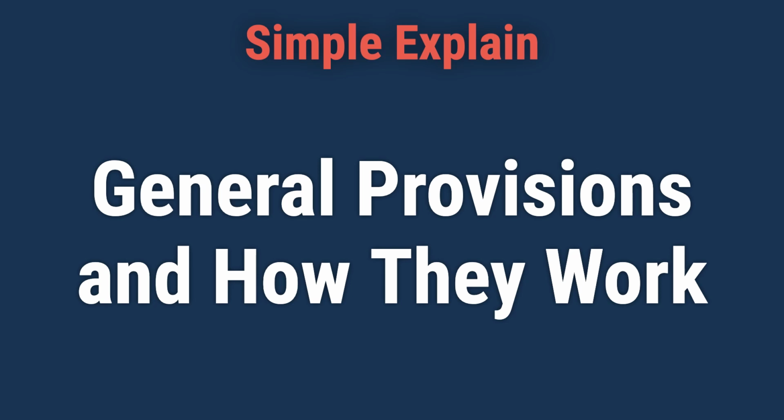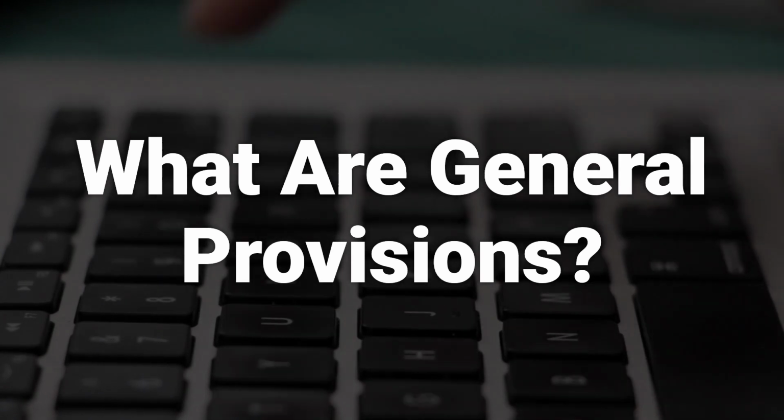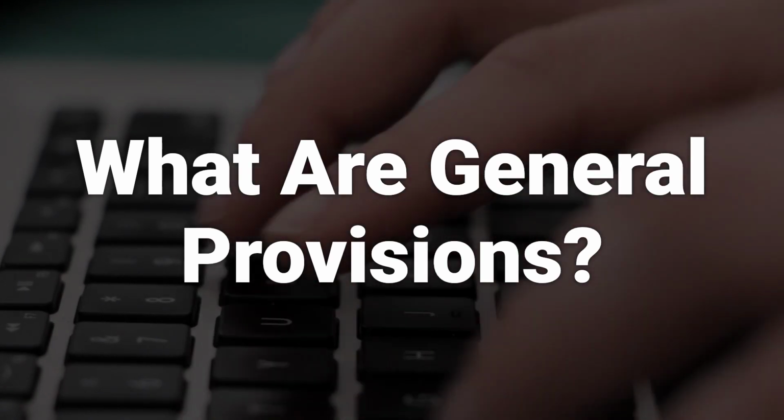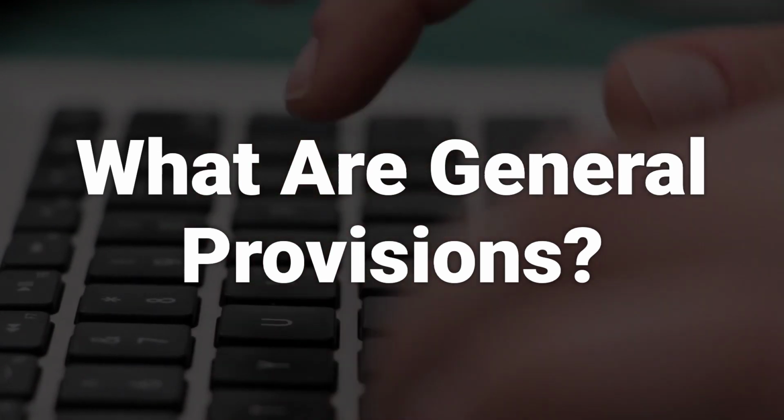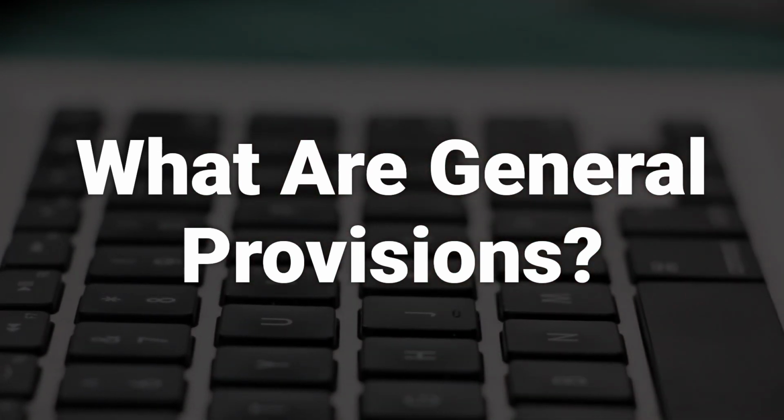Today, we will talk about general provisions and how they work. General provisions are funds set aside by a company to pay for anticipated future losses. They are considered to be a higher risk asset because it is assumed that the underlying funds will be in default in the future.